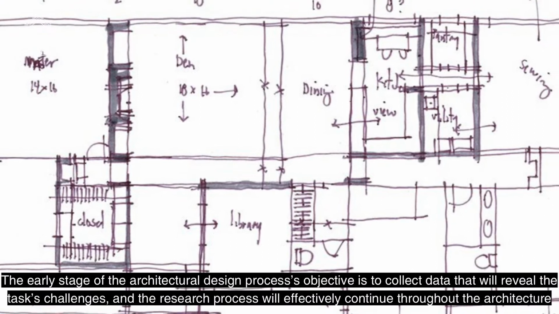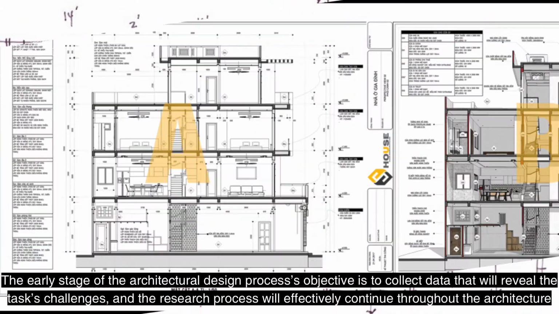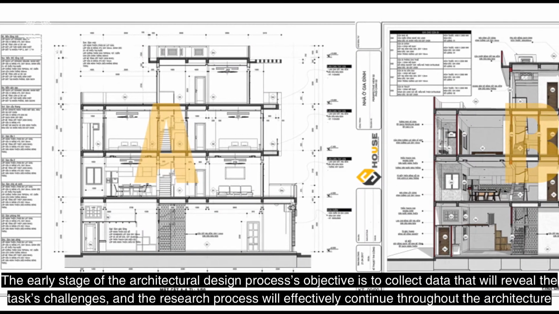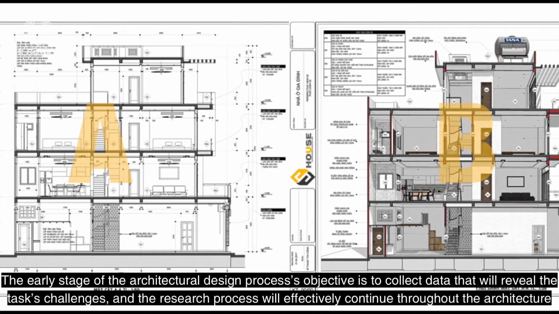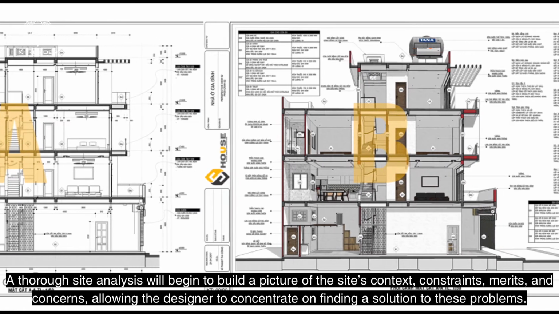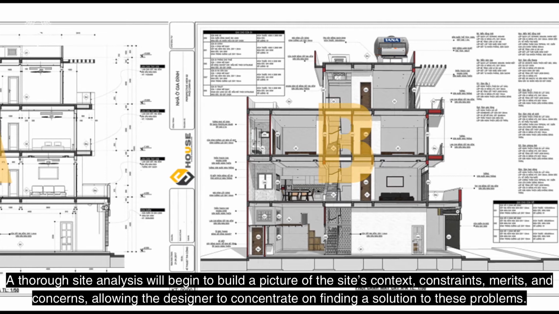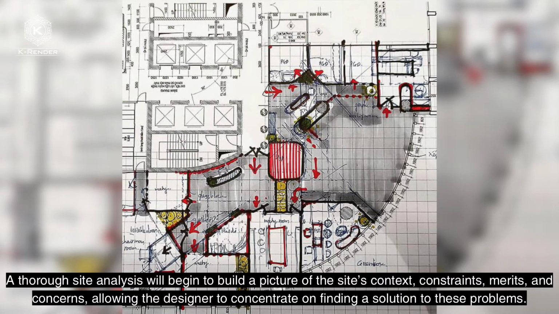The objective of this stage of the architectural design process is to collect data that will reveal the task's challenges, and the research progress will effectively continue throughout the architectural design process. A thorough site analysis will begin to build a picture of the site's context, constraints, merits, and concerns, allowing the designer to concentrate on finding a solution to these problems.